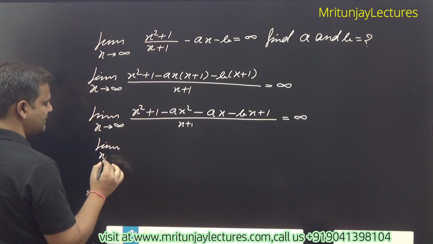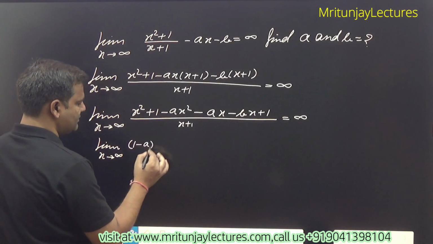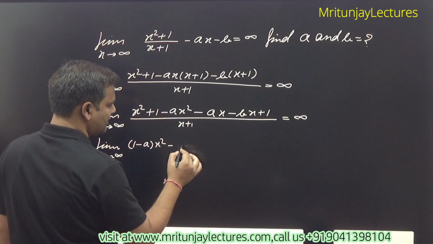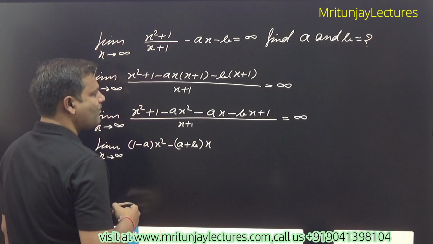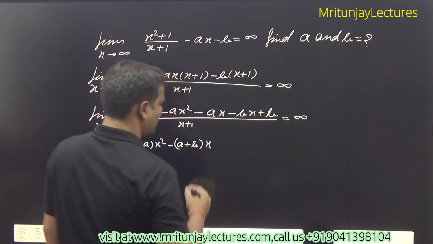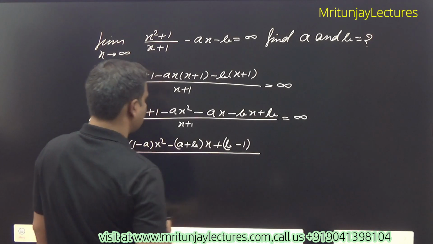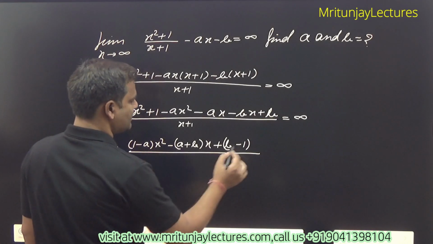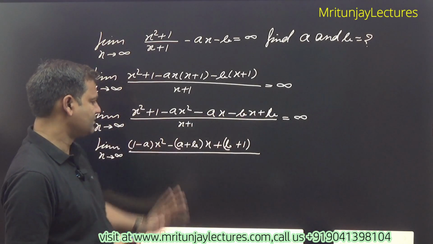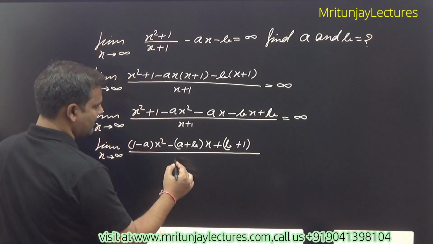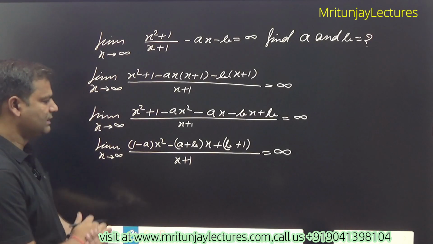Limit as x tends to infinity of (1 minus a) into x square, minus (a plus b) into x, plus (1 minus b), whole divided by x plus 1, this is equal to infinity. After that, look here very carefully.